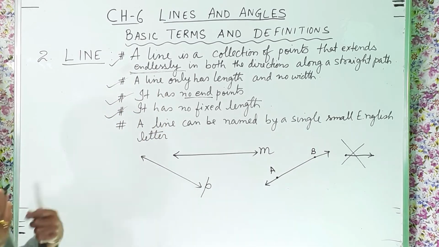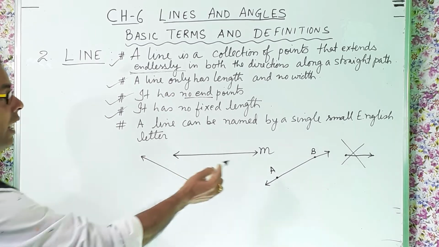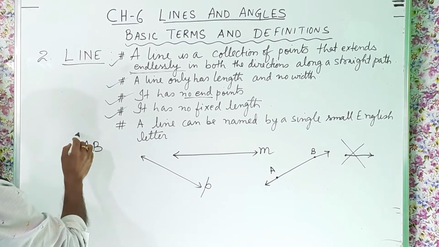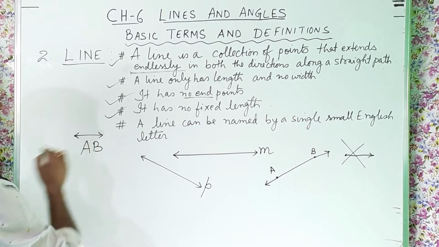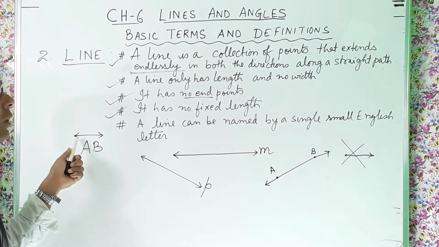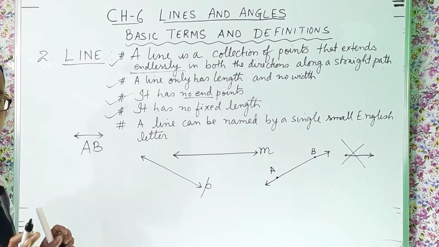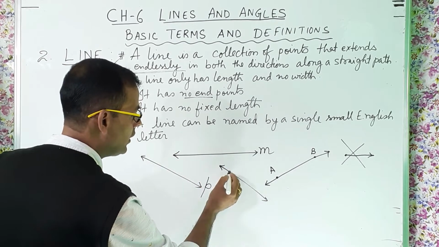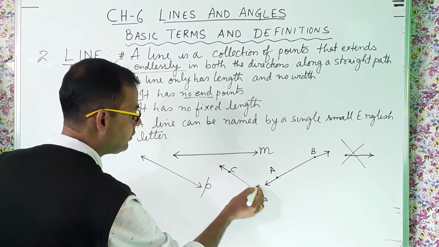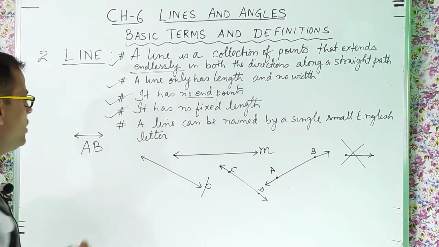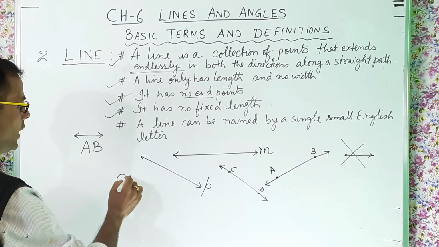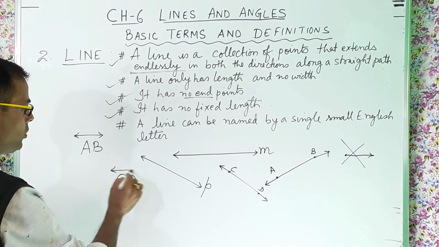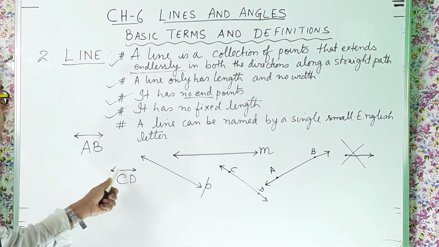Then how will you write the line? How will you represent it? You have to say line AB, and on top of it you have to make a symbol like this, the line symbol. Clear? Another example, suppose this one CD, line CD. So how will you write line CD? You are telling line with your mouth, so you have to give this symbol.